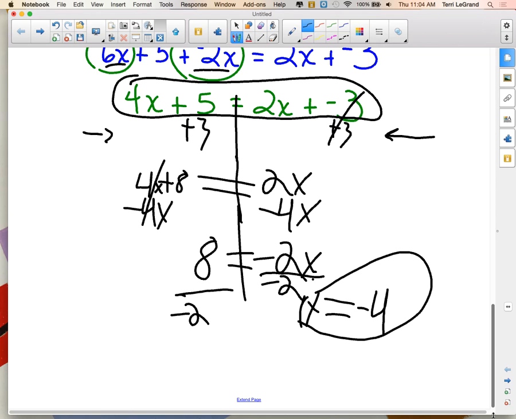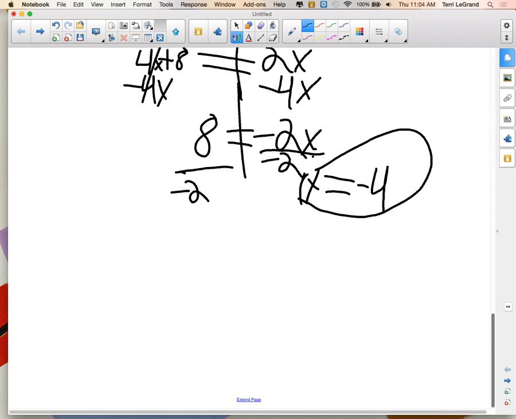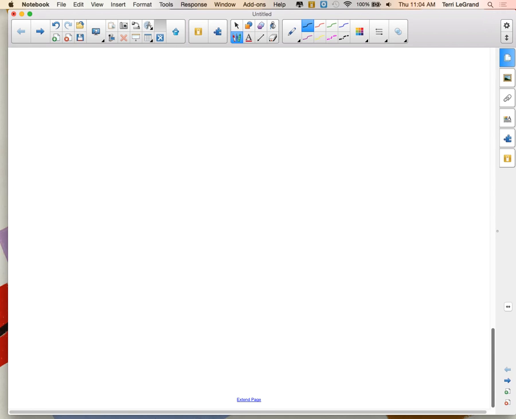So if you did not end up with x equals -4 during homework time, an adult in here, we now have 4 of us, should help you out. Okay? We're going to try one more together. We're going to practice one more together before we move on. Okay, number 4.